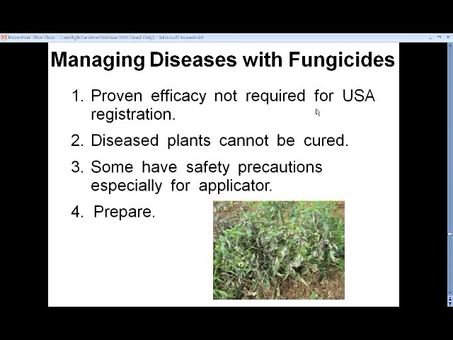Copper has been one of the ones that has shown the best efficacy. There hasn't been a lot of work looking at products available for organic growers and gardeners. There are a number of other things out there. At this point, copper does appear to be the most effective.